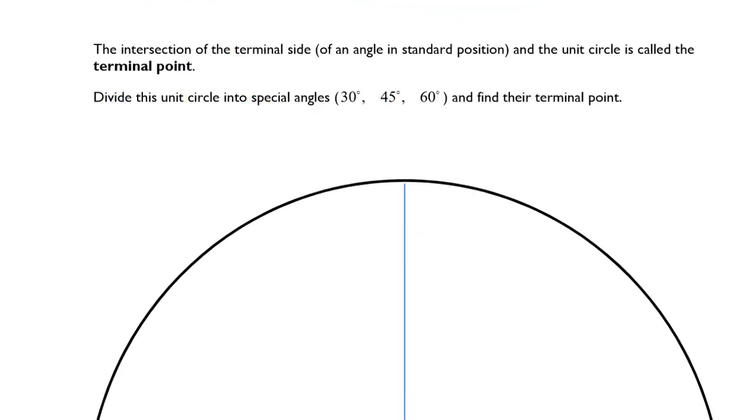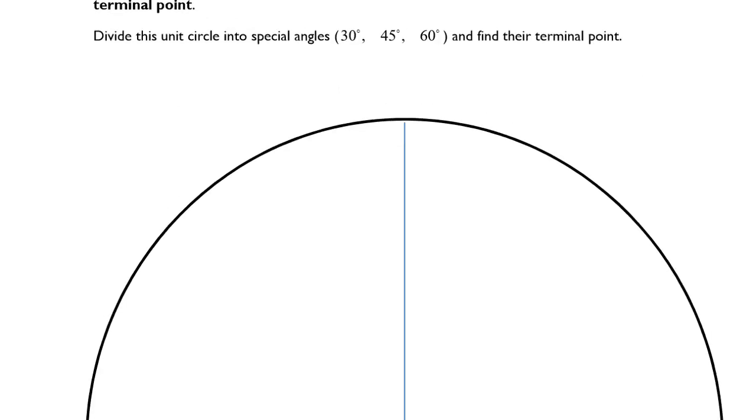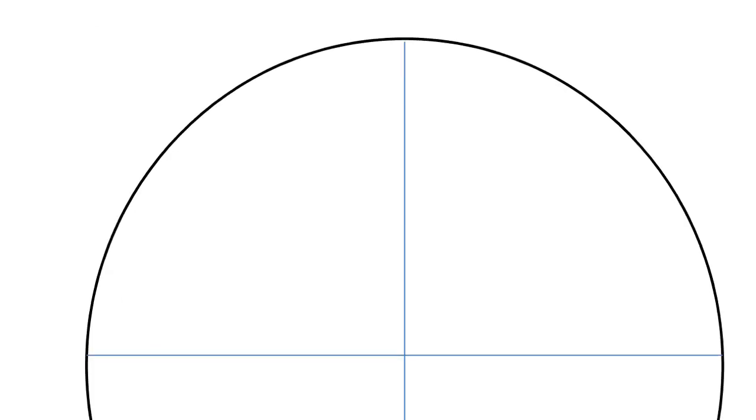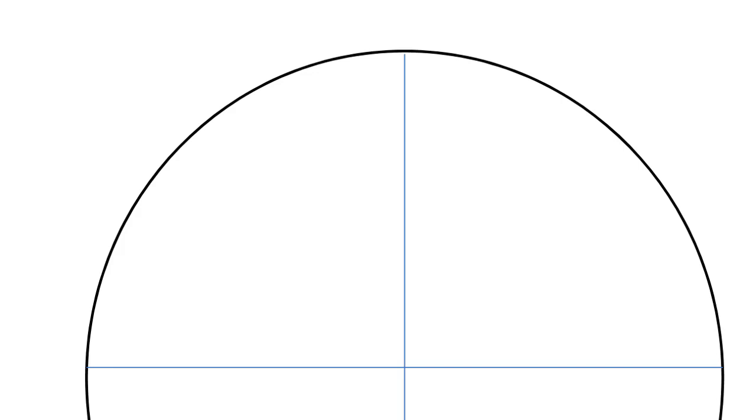When we're looking at the unit circle, the intersection of the terminal side of an angle in standard position and the unit circle is called the terminal point. If we were to look at this graph here, it's a very large circle so that you have plenty of room to draw on it. But if we wanted to divide this unit circle into special angles, 30, 45, and 60, and find their terminal points, we could do that with the information from the previous page.